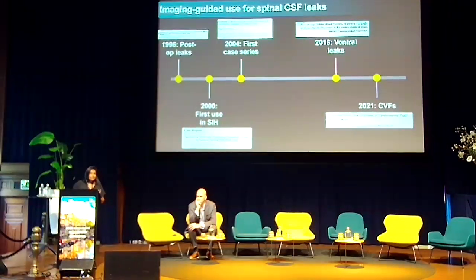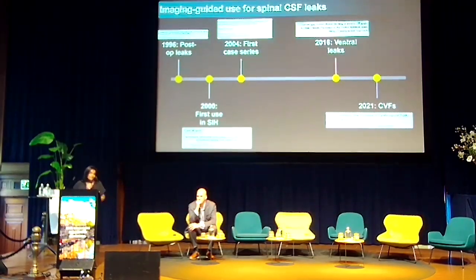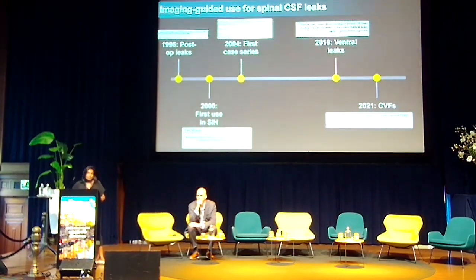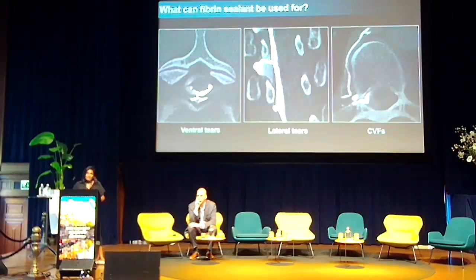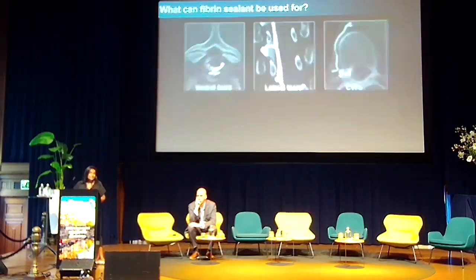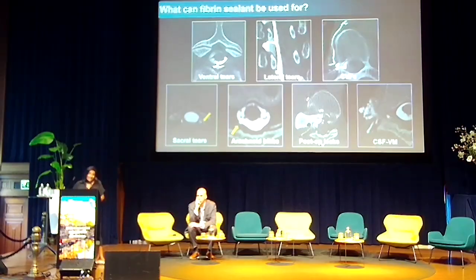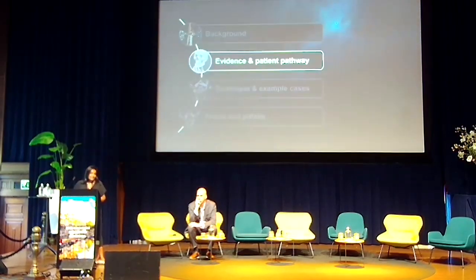And really, the image-guided use for spinal CSF leaks has been around for 30 years. It was first starting off with the post-op leak literature, and then we had smaller case series from Bouter, and then we've had more targeted use for specific types of leak from the Duke group and Mark Mamluk for CSF-venous fistulas. But we've had more and more data in the past 2 years. So what can fibrin sealant be used for? Well, we know some of the data for our type 1, type 2, and type 3 leaks, but really we can use it for really any type of CSF leak in an appropriate setting. And I'm going to be showing examples of the various types of these.